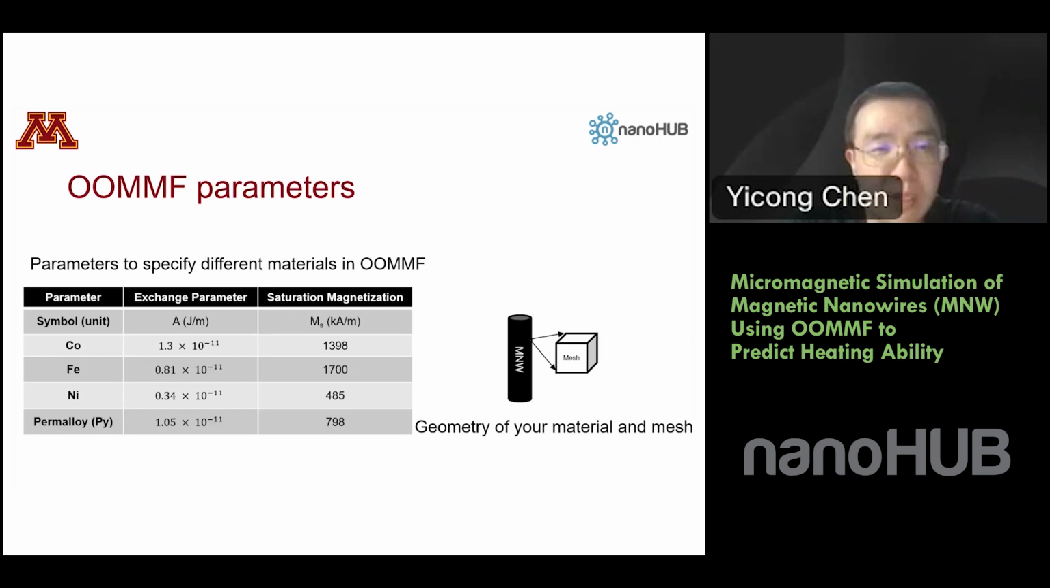So there are two key factors that determine the material used in the simulation. The first one is the exchange parameter, or exchange stiffness, which is A in joule per meter. And the other one, which maybe you're more familiar with, is saturation magnetization, MS, in kiloampere per meter. Those two are specified for each different material.